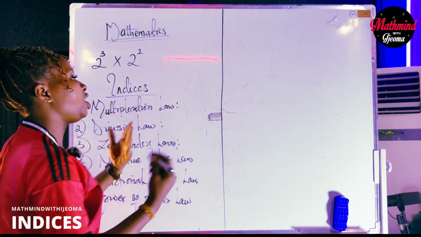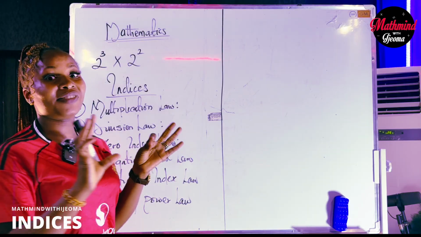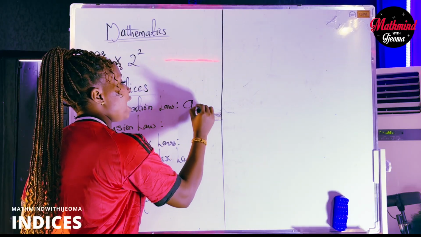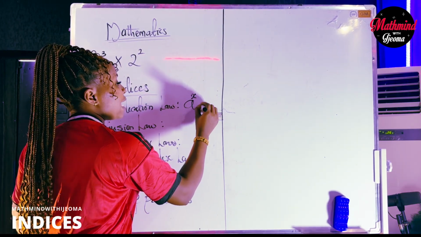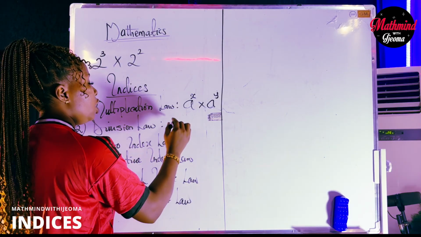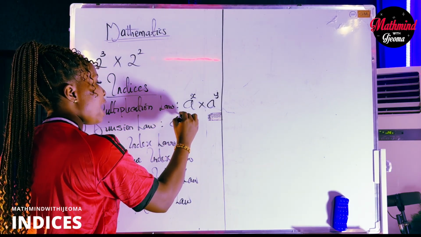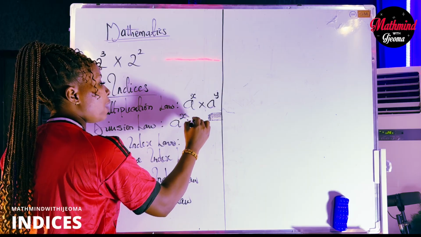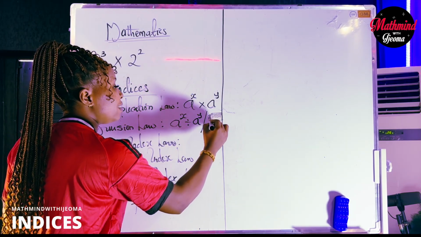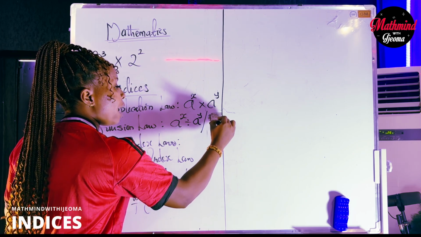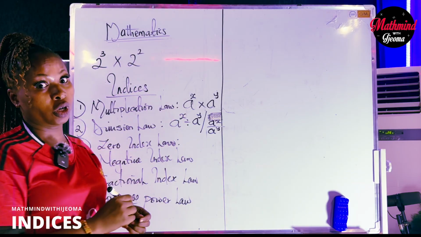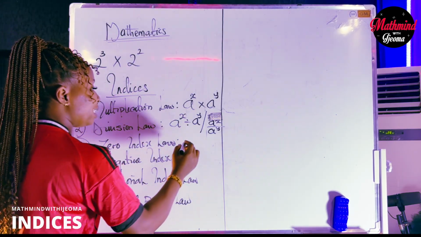In multiplication law, you must have the same base, likewise in division law. So you can have a raised to power x times a raised to power y. In division law, you have a raised to power x divided by a raised to power y. Or you can see it as a to the power x over a to the power y. That is still division law.